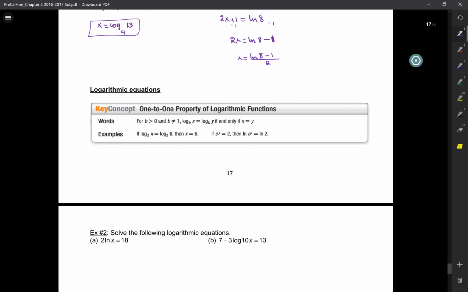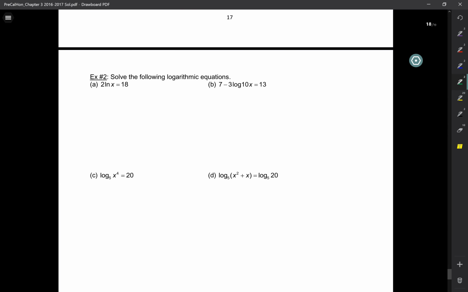All right, so those were exponential equations. What if we're dealing with logarithmic equations? Well, these have a one-to-one property of their own. And this says that if the logarithm has the identical base on both sides of the equation, so log base 2, then you can simply set their arguments equal to each other. Okay? So let's take a look at this one.